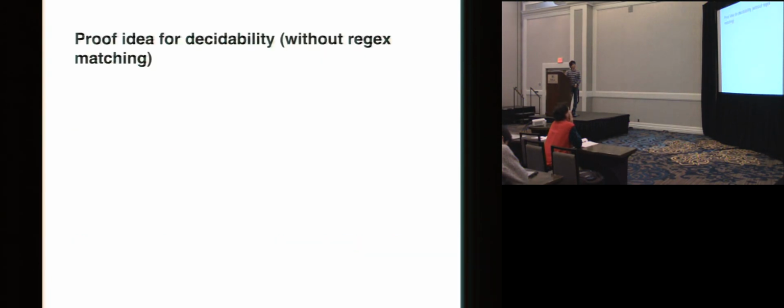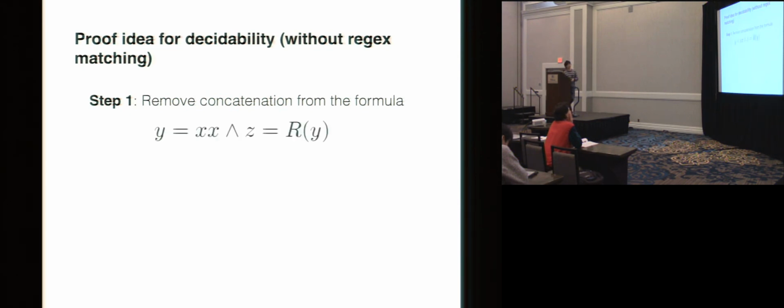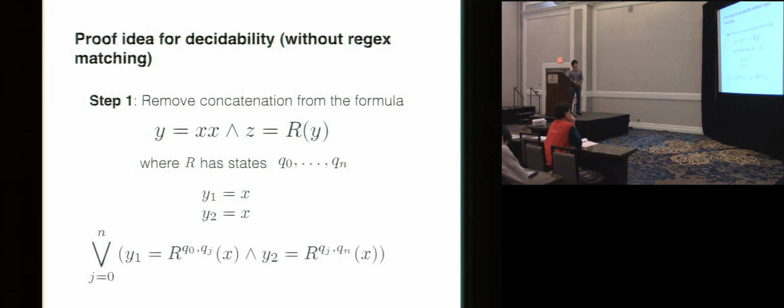Okay, I'm just going to say this very quickly. The proof idea here is that for any formula, you just remove the concatenation from the formula. That's all that you want to do. In order to do that, if you see this example here, let's say that R here is a transducer that has states Q0 up to Qn. Then basically what you do is compute the following formula.